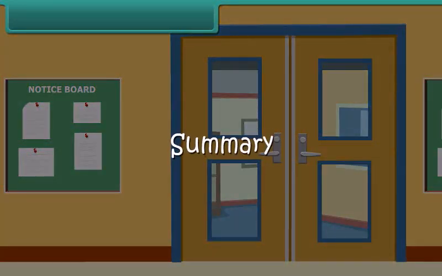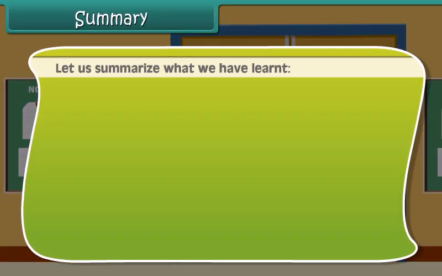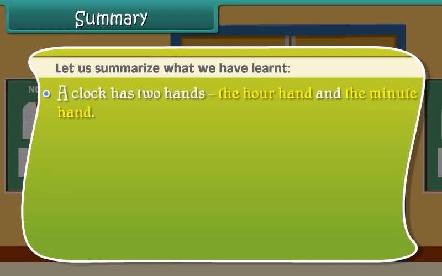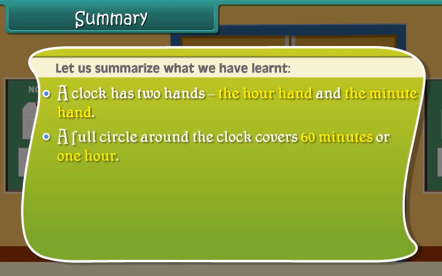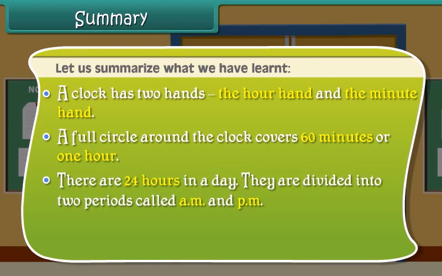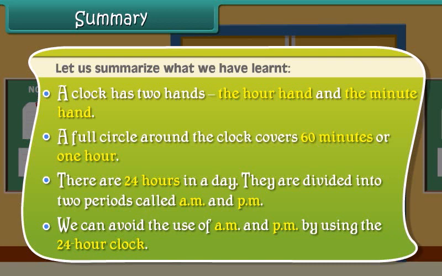Summary. Let us summarize what we have learned. A clock has 2 hands, the hour hand and the minute hand. A full circle around the clock covers 60 minutes or 1 hour. There are 24 hours in a day. They are divided into 2 periods called AM and PM. We can avoid the use of AM and PM by using the 24-hour clock.